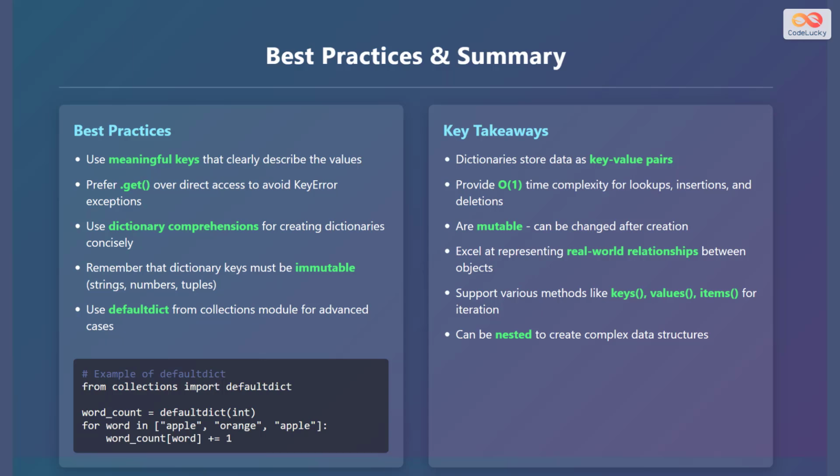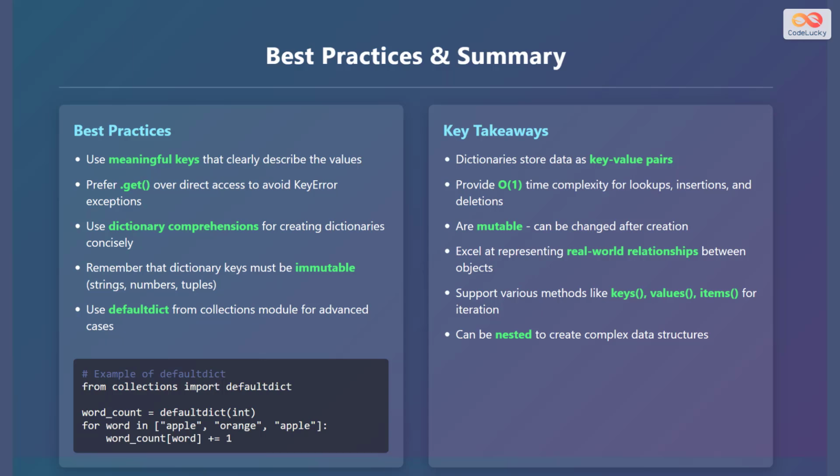Here are some best practices to keep in mind when working with dictionaries. Use meaningful keys that clearly describe the values they represent, making your code more readable and maintainable. Prefer using the get method over direct access using square brackets to avoid key error exceptions. Utilize dictionary comprehensions to create dictionaries concisely, improving code readability and reducing verbosity. Remember that dictionary keys must be immutable, such as strings, numbers, or tuples, to ensure proper functioning of the hash table. Consider using defaultdict from the collections module for advanced cases where you need default values for missing keys.